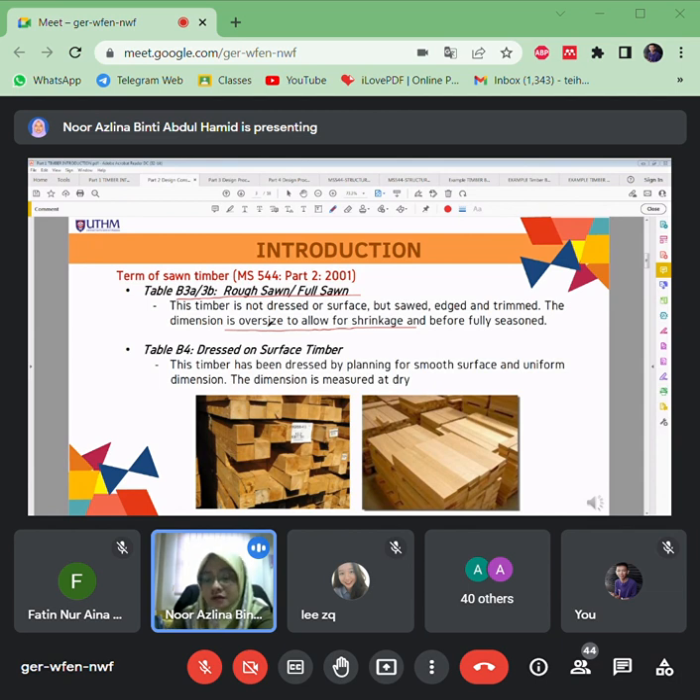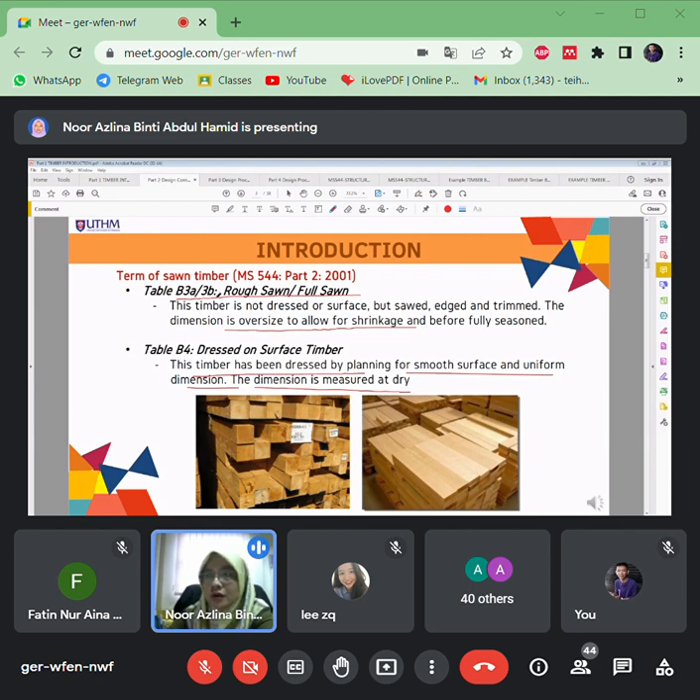After we cut the timber according to the desired size, we call it rough sawn or full sawn. But after the timber has been dressed to a smooth surface with uniform dimensions, we call it dressed surface timber, which is dressed timber. So of course the dimensions are reduced, smaller compared to the rough sawn or full sawn timber.